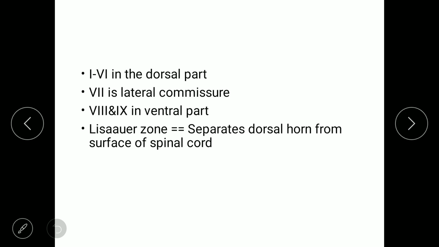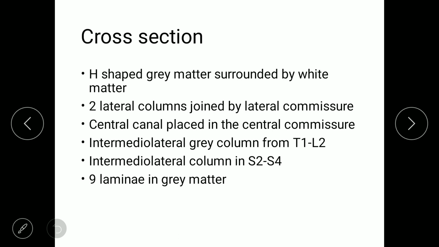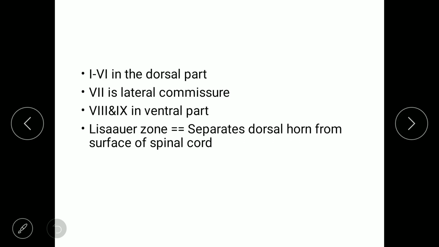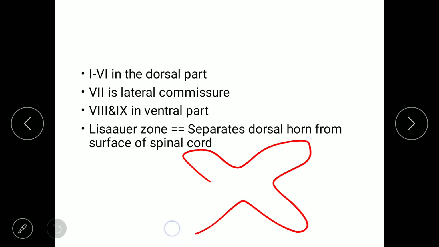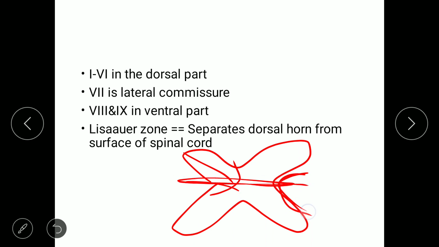Microscopically, it is divided into 9 laminae. In some textbooks it is given as 10, but Paul Bussi says there are 9 laminae in the gray matter. Suppose this is your gray matter. Laminae 1 to 6 lie here. The 7th one is at the bending, that is in this region, and 8 and 9 will be here in the ventral horn. So 1 to 6 in the dorsal, 7 in the junction, and 8 and 9 in the ventral part.